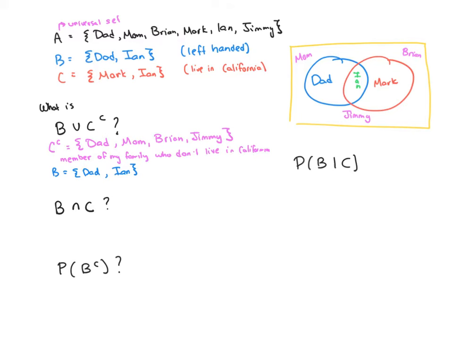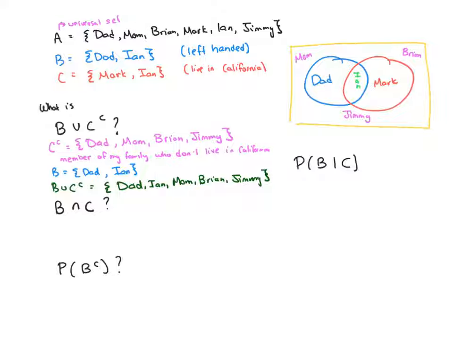So that tells me that my B union C complement is going to be the stuff in B, Dad, Ian, and then the additional stuff in C complement, my mom, my brother Brian, and Jimmy. So we can build our B union C complement that way.